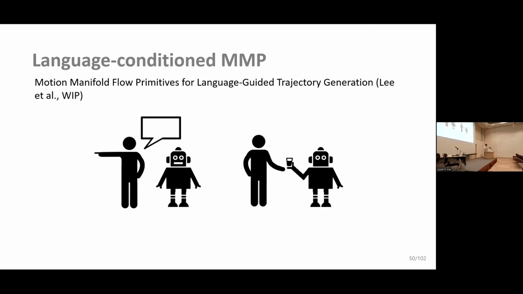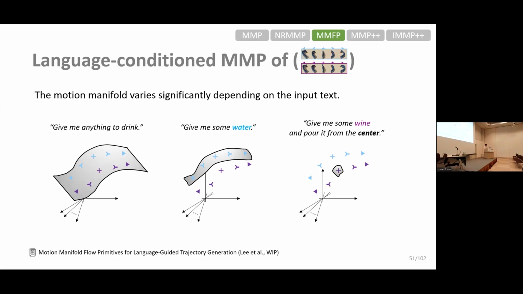Okay, let's move on to the next topic. Oftentimes, we don't want to generate arbitrary motions, but motions that reflect our intent. As a specific example, I would like to talk about language-guided trajectory generation tasks. Let's reconsider our example of the pouring motion manifold.